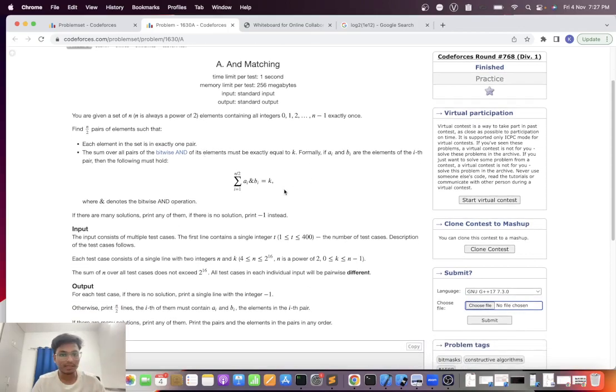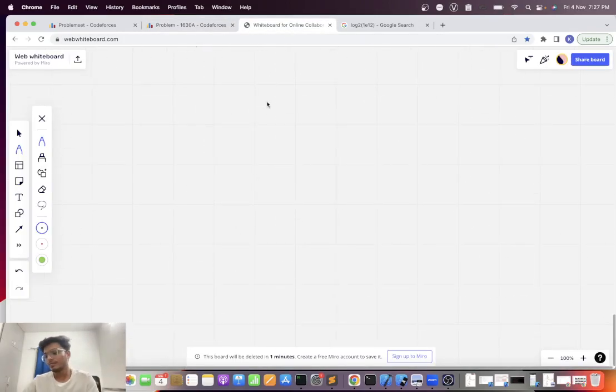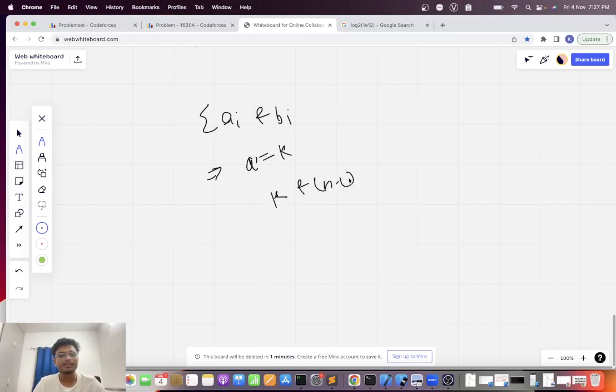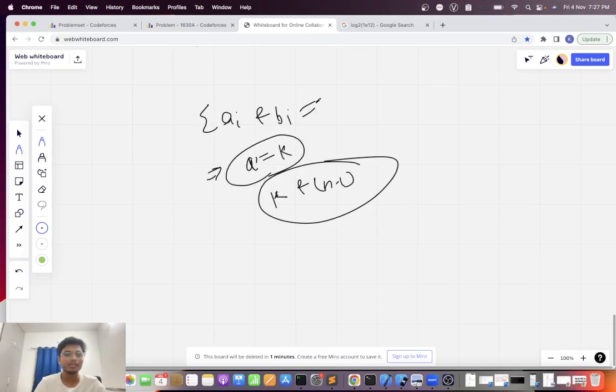Okay, so for these types of problems, first we need to find out how can we make a_i and b_i equal to 0? Let's say for all the cases, in one case where a is equal to k, I'm going to go with n minus 1 and take out its value. For all other values it is 0.